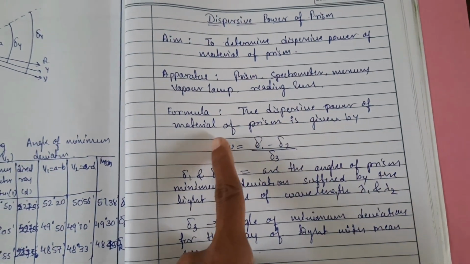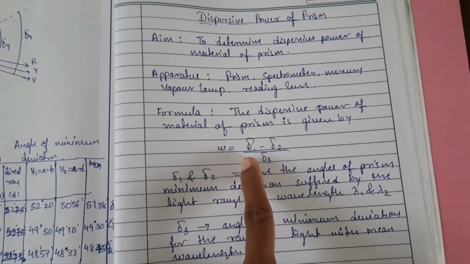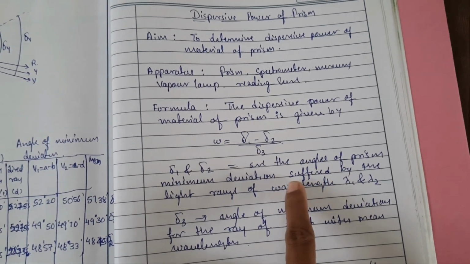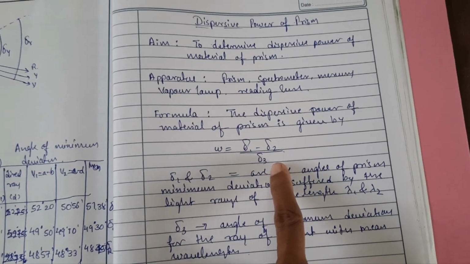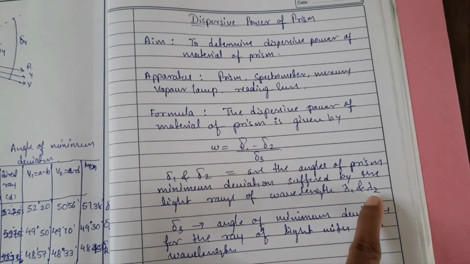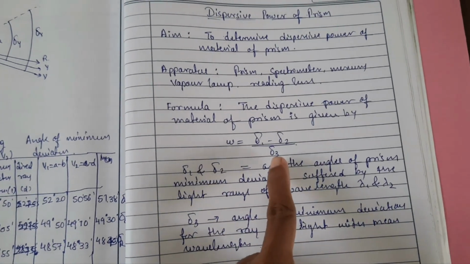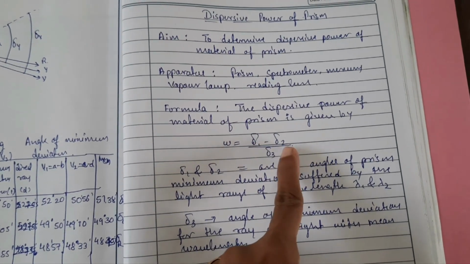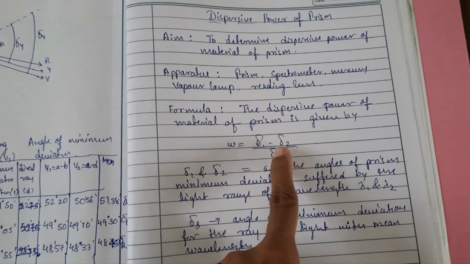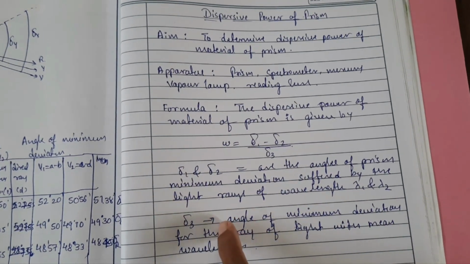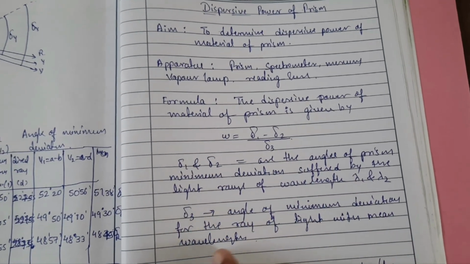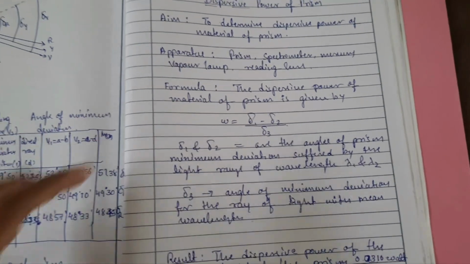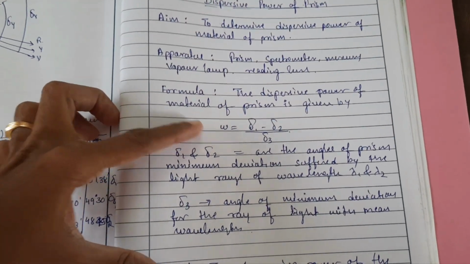So dispersive power of the material is given by omega equal to delta 1 minus delta 2. These are the minimum deviations for two wavelengths, lambda 1 and 2, and we have to take the ratio of these two wavelengths' difference to delta 3, that is the angle of minimum deviation for the ray of light with mean wavelength. So this is the formula to calculate dispersive power.